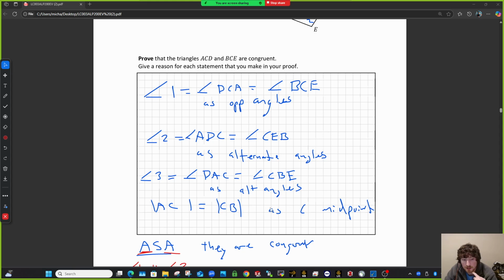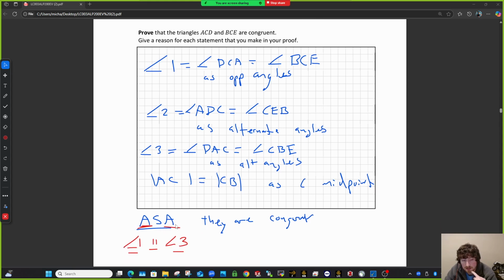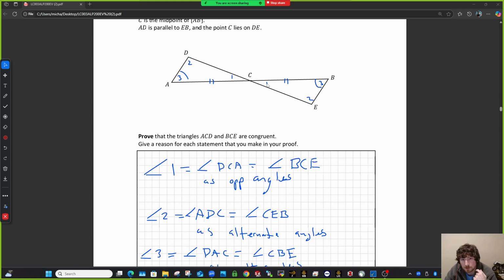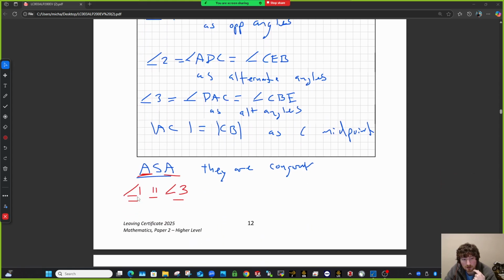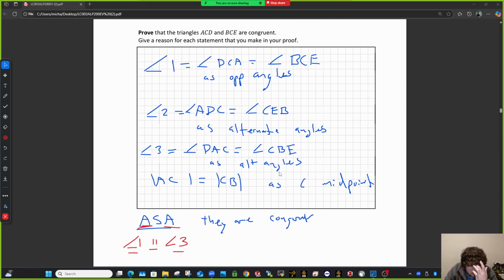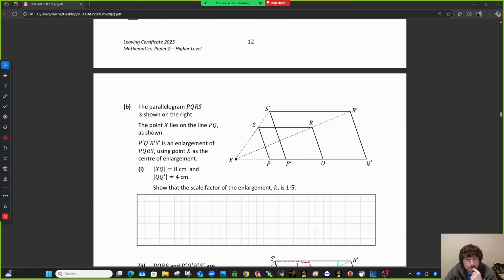Okay. So then I can use ASA, and ASA you have to use an angle, side, angle. The two angles have to wedge the side. So if I want to use this side, I have to talk about angle 3 and angle 1. I do that there. I say that the side wedged between angle 1 and 3 on both match ASA, so then they're congruent. So yeah, there's enough there to do the examiner.